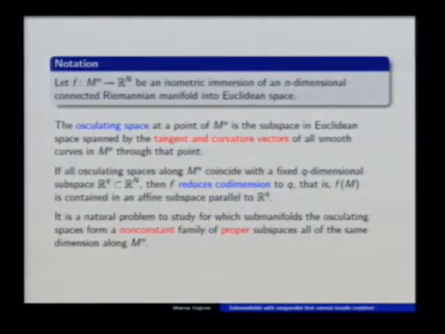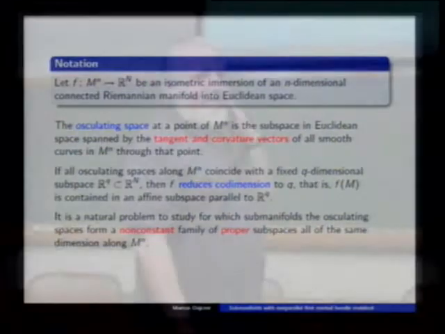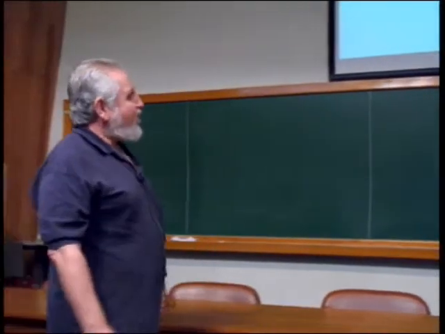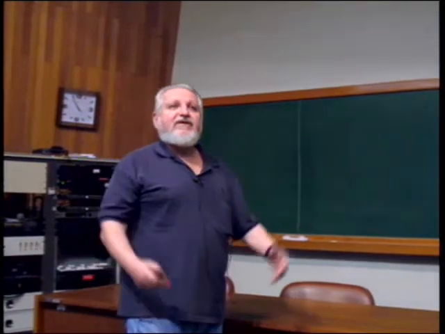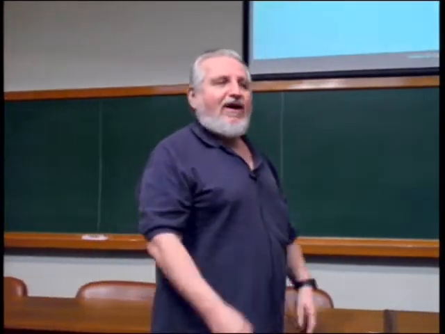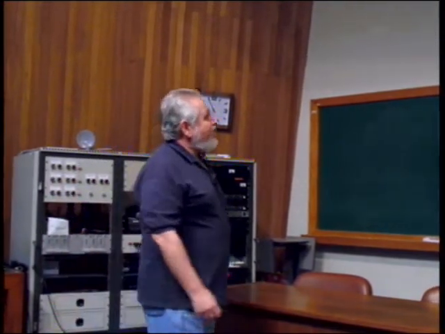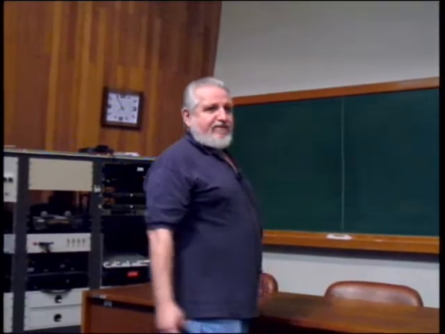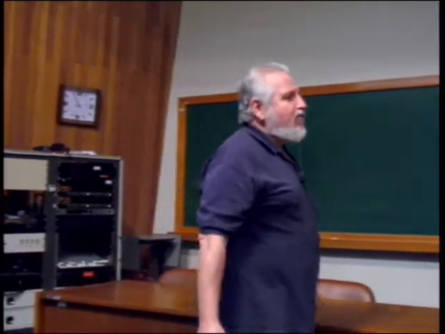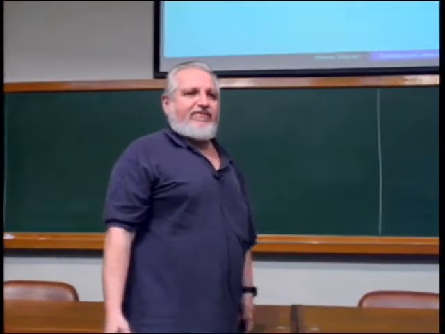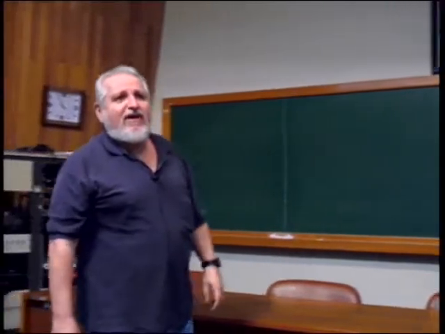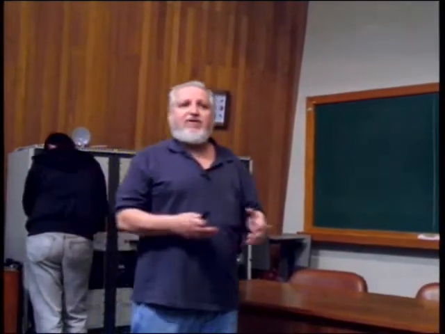What happens if the osculating spaces form a non-constant proper family of subspaces? What do I mean exactly that it's natural? Well, of course, if you consider a surface in Euclidean space in high codimension, high meaning more than 5 for a surface, you cannot fill out the space. So you will not conclude any restriction on the geometry of the surface. So this problem is only natural when you are working in low codimension.